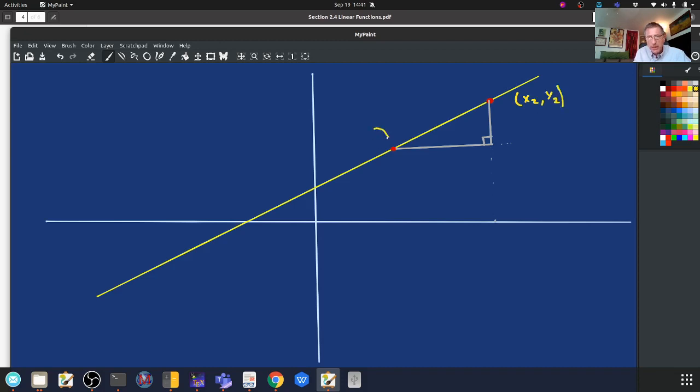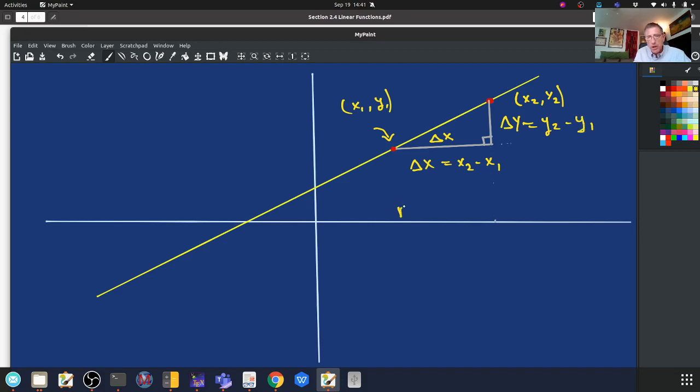And this point down here will be x1, y1. And this length right here, this side of the right triangle, is delta y. And this side right here, the bottom leg, is delta x. So what is delta x? It's equal to x2 minus x1. And delta y is y2 minus y1.